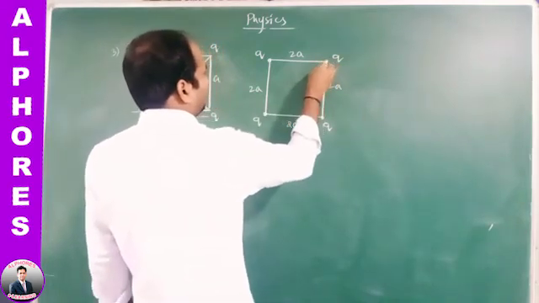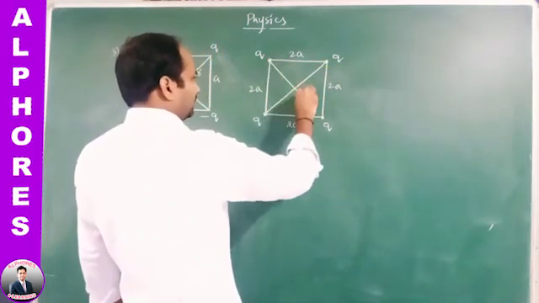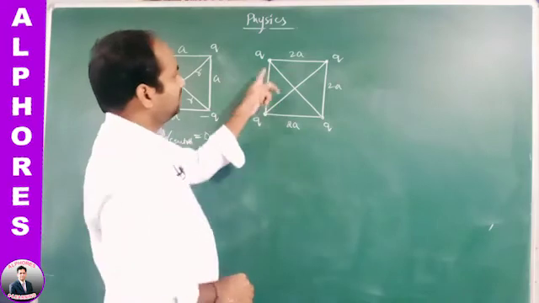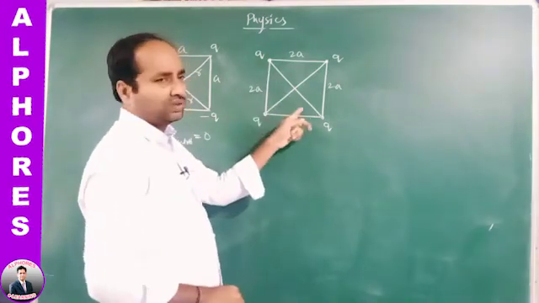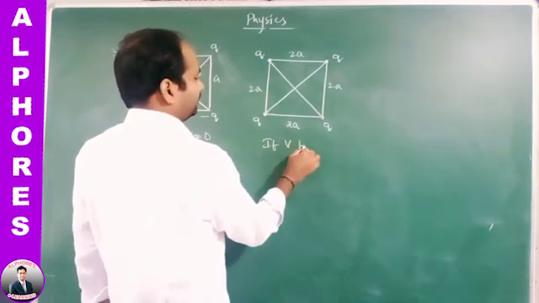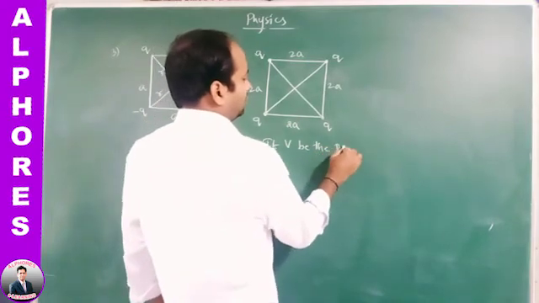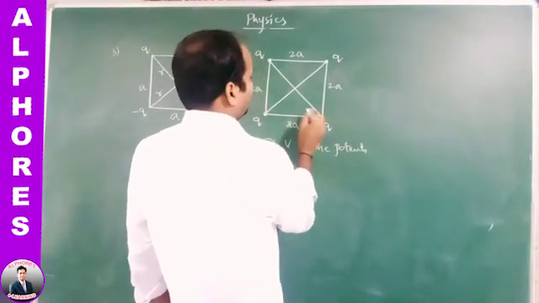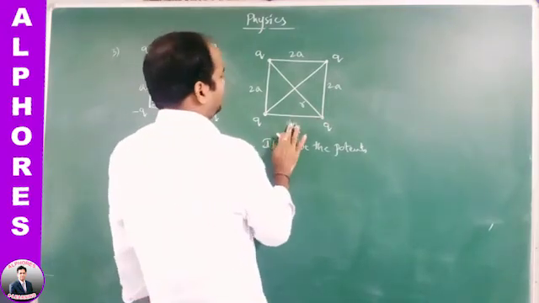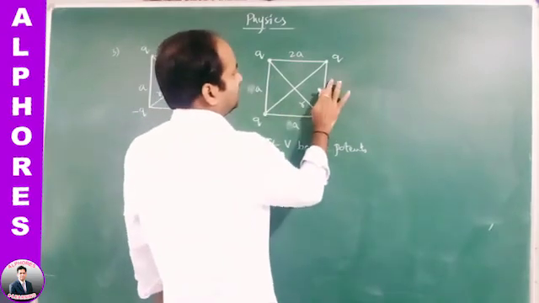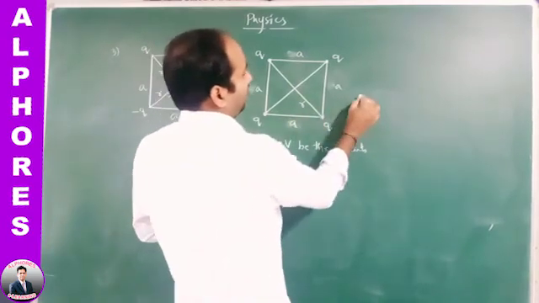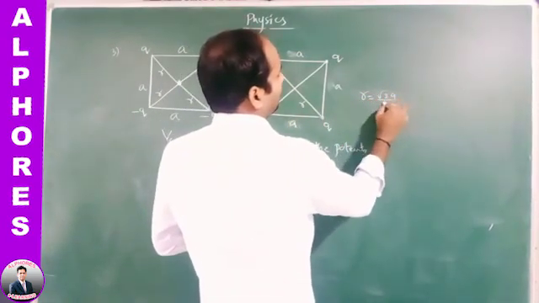At the center. See here, this is 2a and 2a. What about this value? Under root of 2 square plus 2 square. Again you will get the R value. So simply, if V be the potential, let us take the distance as R here. We should find the R value. Let the side be a. If the side is a, what will R become? The diagonal is root 2a, so R is equal to root 2a by 2, that is a by root 2.